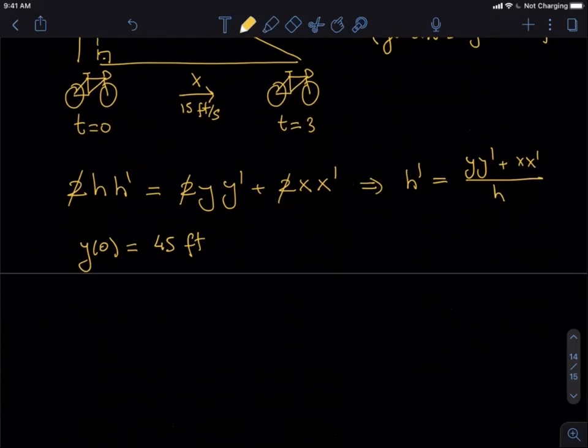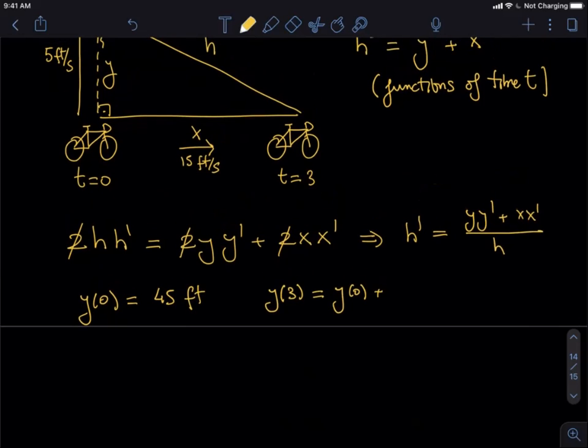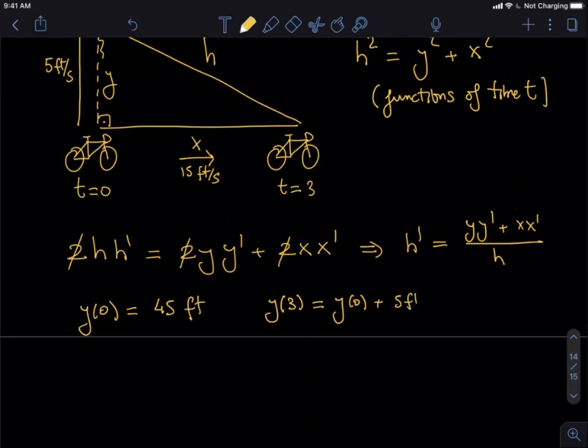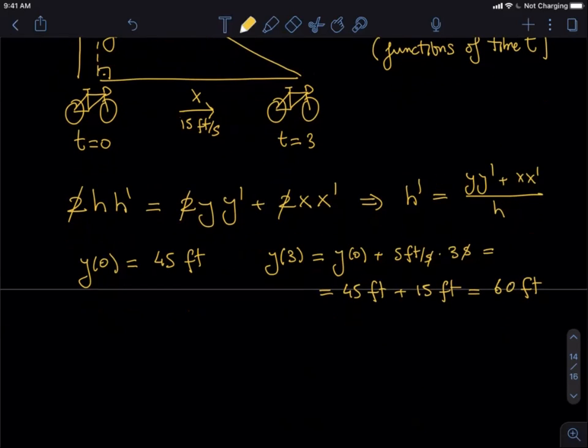So we want to know what is y of 3. That is equal to y of 0 plus the speed, which is 5 feet per second, times 3 seconds. So that's 45 feet plus 15 feet. That makes 60 feet. So that's the y we need.